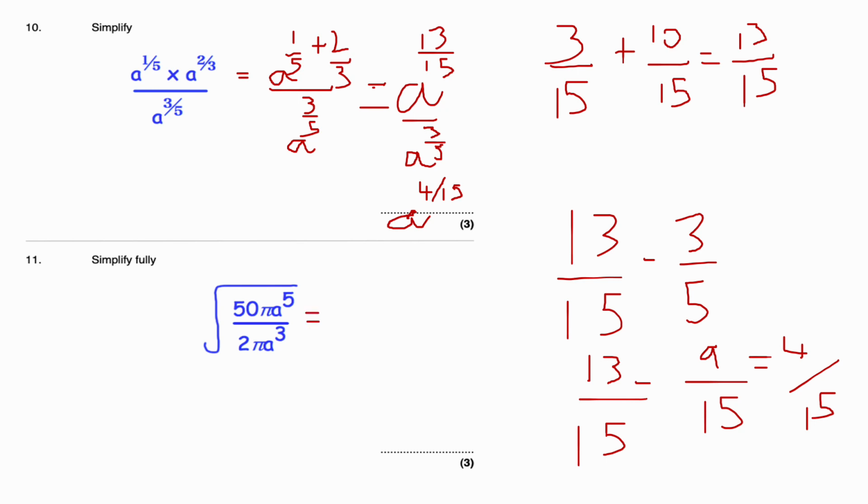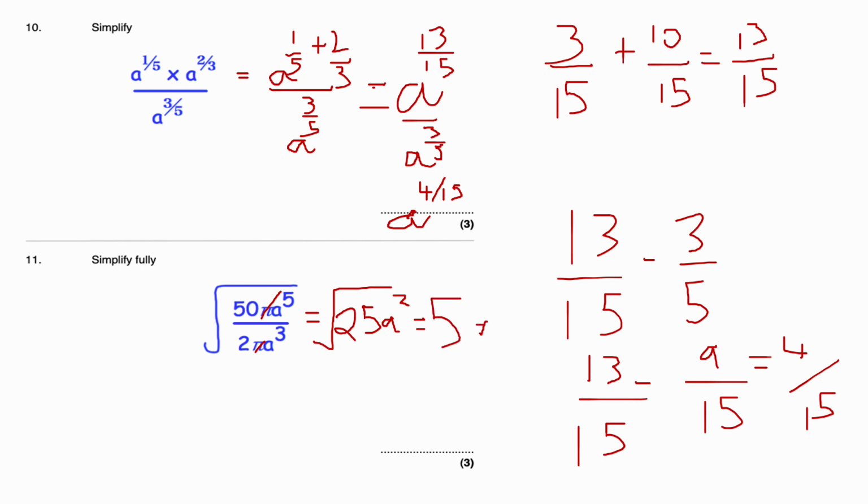The square root of all this. Okay, so let's just break it down. 50 divided by 2 is 25. Pi divided by pi just end up cancelling. Okay. A to the 5 divided by a to the 3 is going to be a squared because 5 take away the 3 if I'm dividing. Okay, I subtract the powers. The square root of this gives us the answer of 5a.